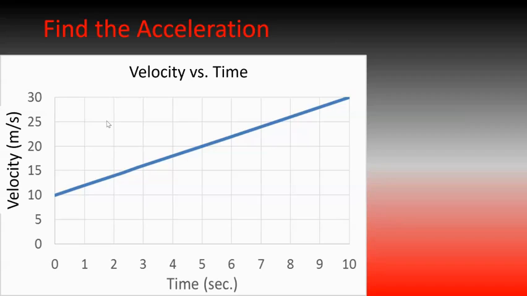Here's a velocity graph, and a velocity graph is useful because it can tell us acceleration and displacement in pretty much any circumstance, no matter how complicated the motion is, because the slope of the velocity graph is acceleration, and the area under the graph is displacement. So as long as you can find the slope and the area, you can always find the acceleration and displacement.